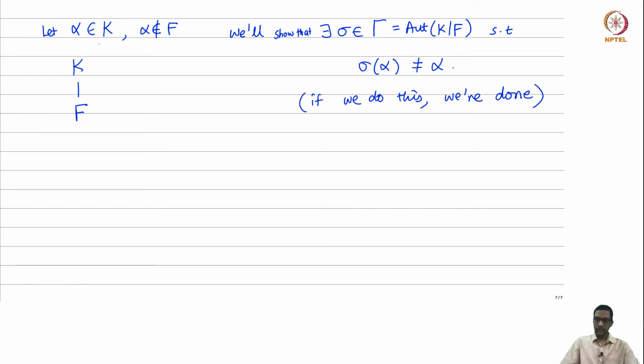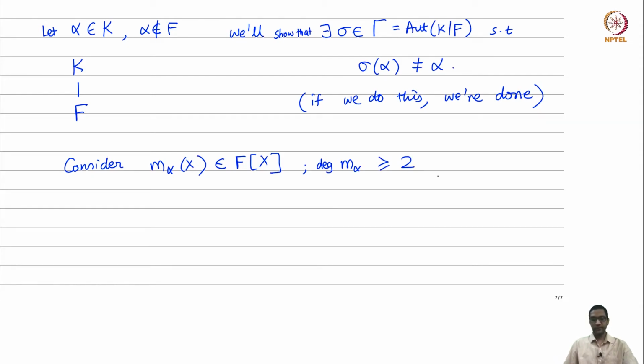So observe that alpha is in K but not in F means the following. Consider its minimal irreducible polynomial m alpha of x, same notation as in the theorem. M alpha of x is the minimal irreducible polynomial of alpha over the base field. This polynomial has degree at least 2. Why? Because if m alpha had degree 1, then it will tell you that alpha is actually in the base field.